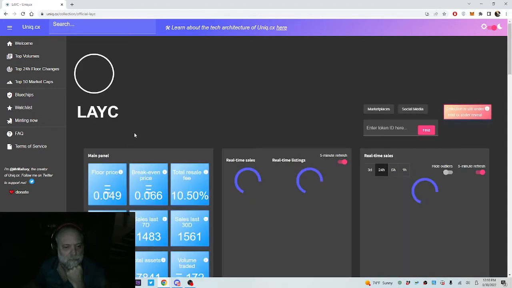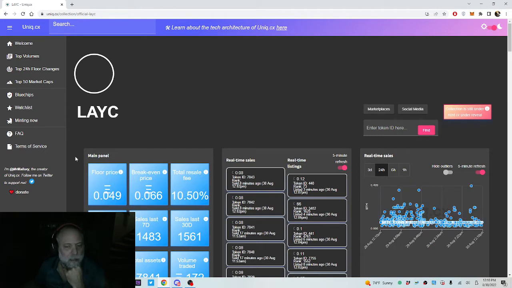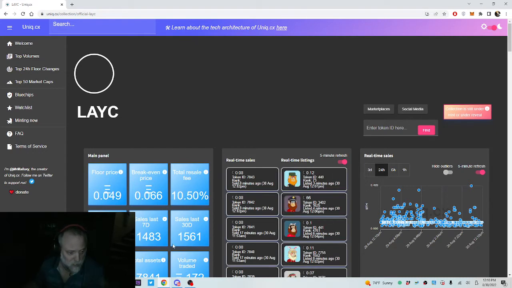So this brings us to what each one of the NFT pages actually looks like when we're talking about the Uniq website. The first thing that should jump out at you is all of this over here. This tells you the real-time sales and how much. We know that there's over 200 of them because we just saw last sales in the 24-hour period, 278. The last 7 days, 1483.